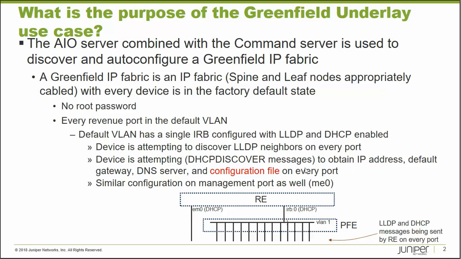What the AIO server is going to respond with is the IP address, the default gateway, the DNS server to use, and also a configuration file to use. Then this device will end up downloading that configuration file using TFTP. That's how this device is initially going to get auto-configured, and it provides the ability for the AIO server to get into it and configure it for the routing protocols. It's based on this initial configuration file that gets downloaded. We'll show a diagram here in a second of how that's done.